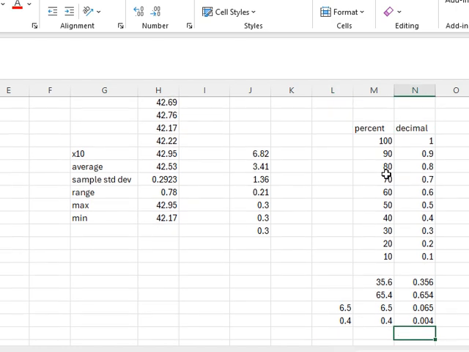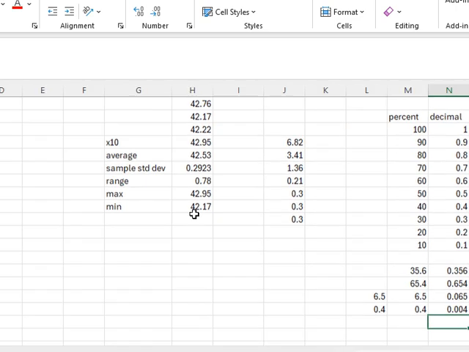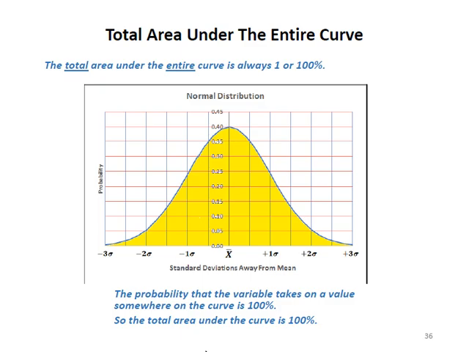Make sure you play with this and try to go back and forth between percent and decimal, for reading the area. So the probability that the variable takes on a value somewhere on the curve is 100%. The total area under the curve is 100%.